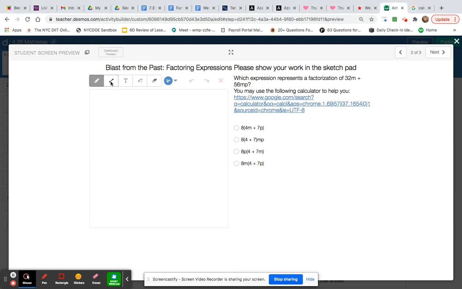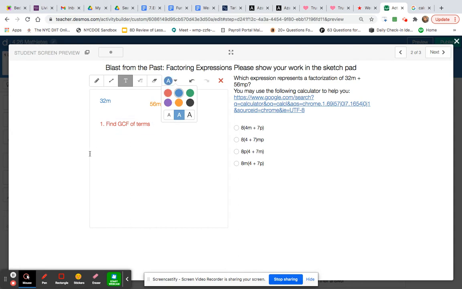When you're factoring an expression, the first thing you need to do is find the GCF of all of your terms. So we have 32m, and then we have positive 56mp. Okay, so starting with 32m. So step one, find the GCF of terms.